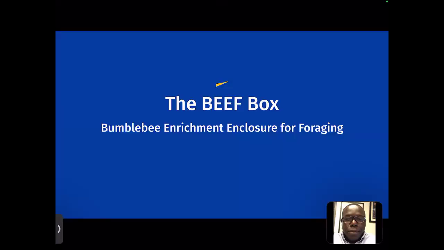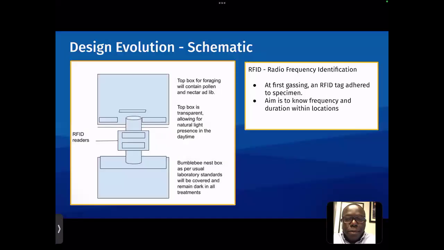So I developed a protocol and a prototype called the Beef Box. The Beef Box is a bumblebee enrichment enclosure for foraging. It's divided into three parts: the top enclosure, the lower enclosure, and the RFID connector tube. And the RFID, we adhere to our specimens on their thorax. And the aim is to know the frequency of visits up top and the return down into the actual enclosure.